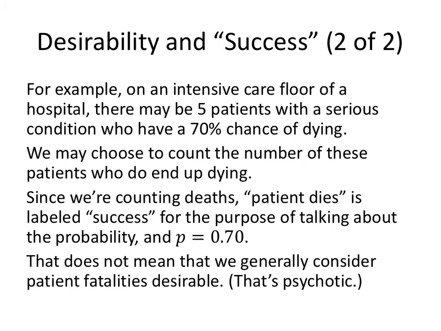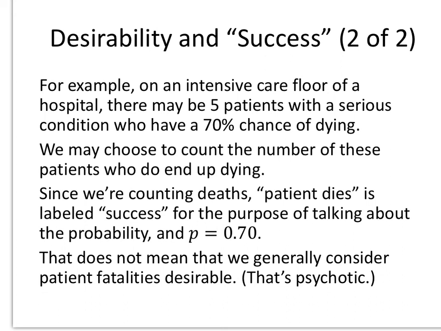So for example, on an intensive care floor of a hospital, there may be 5 patients with a serious condition who have a 70% chance of dying. We may choose to count the number of these patients who end up dying. Since we're counting deaths, a patient dying is labeled success for the purpose of talking about the probability, and P would be 0.70. That does not mean that we generally consider patient fatalities desirable, but that's what we're counting in this case.